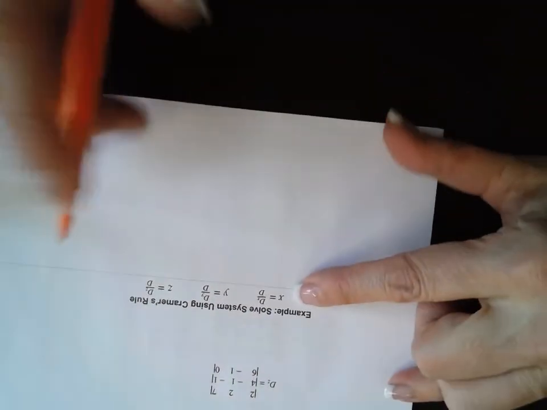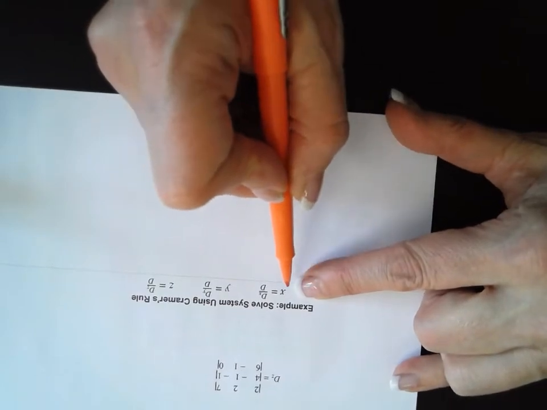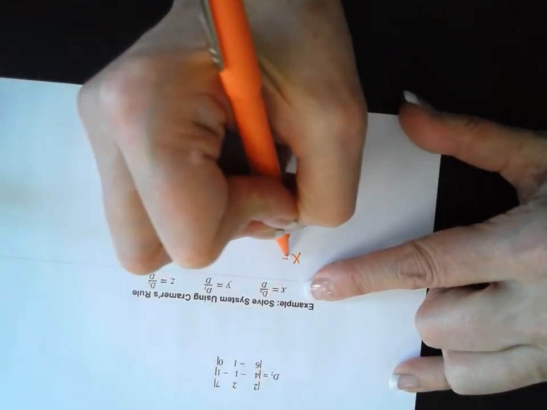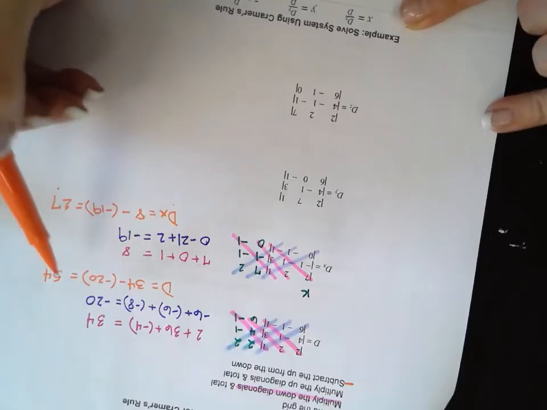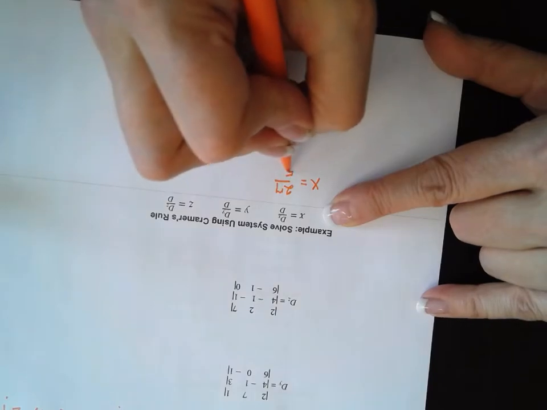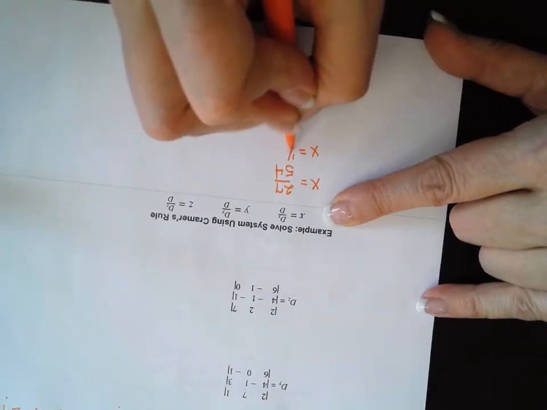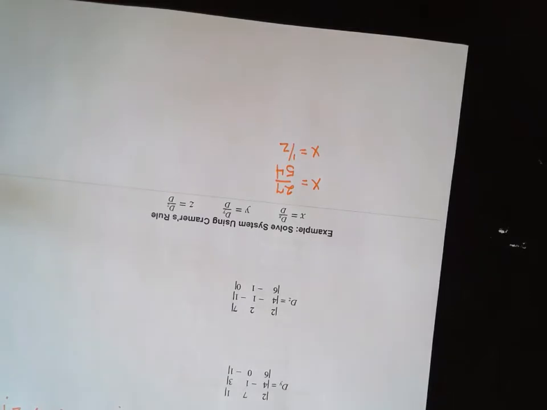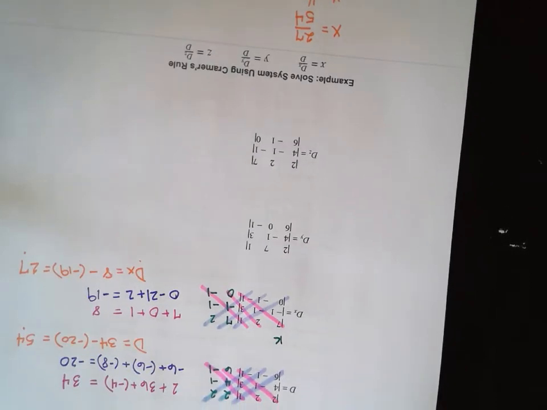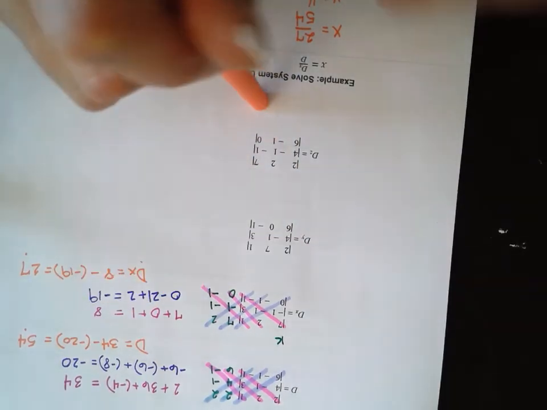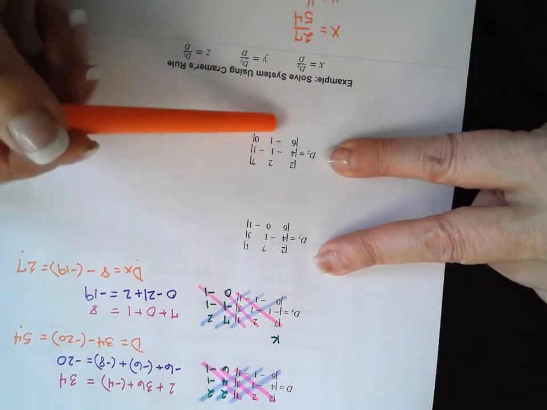Now, go back down to using Cramer's rule. If I want to find x, since D of x was 27, and my determinant was 54, that means my x is 1/2. Okay? If we didn't have a delay and we had more time, we'd do the last two, your y and your z. So we'll pick up tomorrow with y and z.